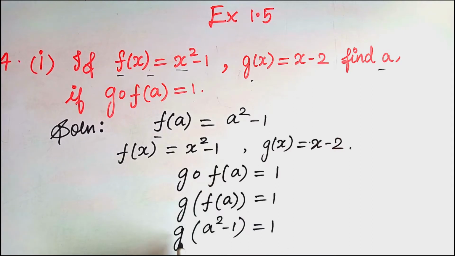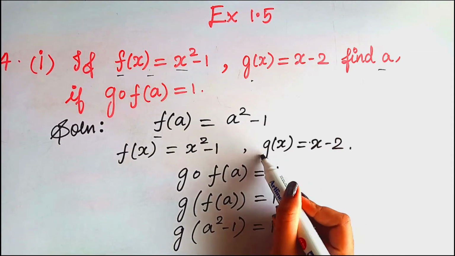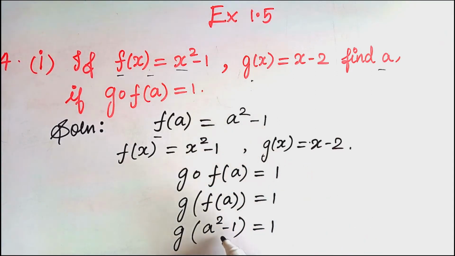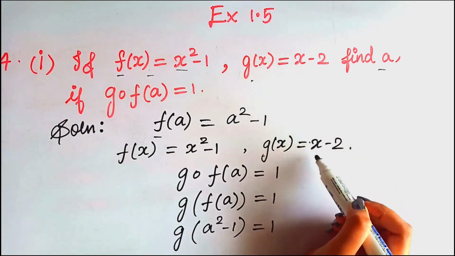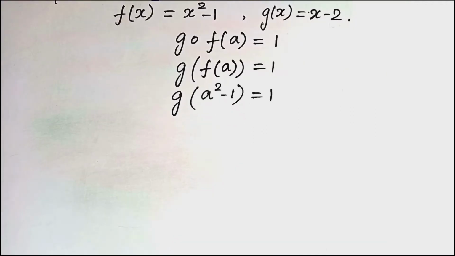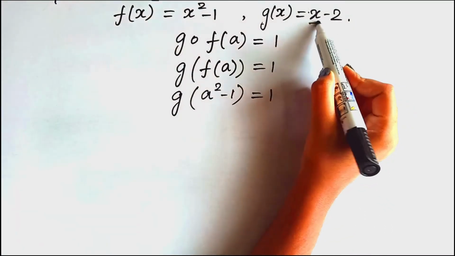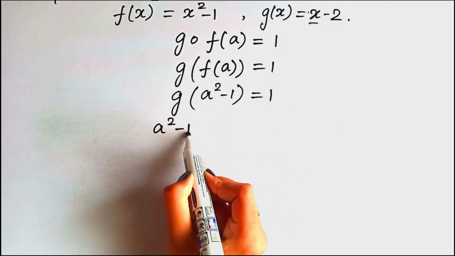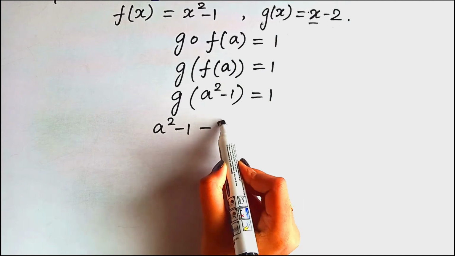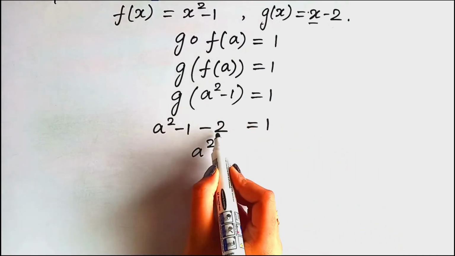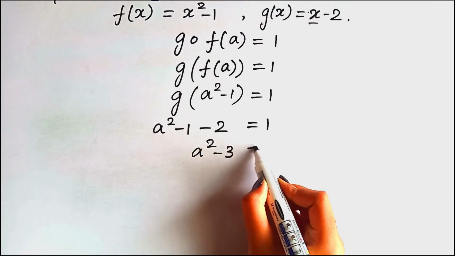Now the function is g here, and here the given function is also g, but the only difference is in the place of x we have a square minus 1, right? So what you have to do in this equation, in the place of x you are going to substitute a square minus 1. Let's substitute it. Here there is an x, so in the place of x we have to substitute a square minus 1, and there is a minus 2 here, so minus 2 is equal to 1, right? Now a square minus 1 minus 2 we will get a square minus 3 is equal to 1.